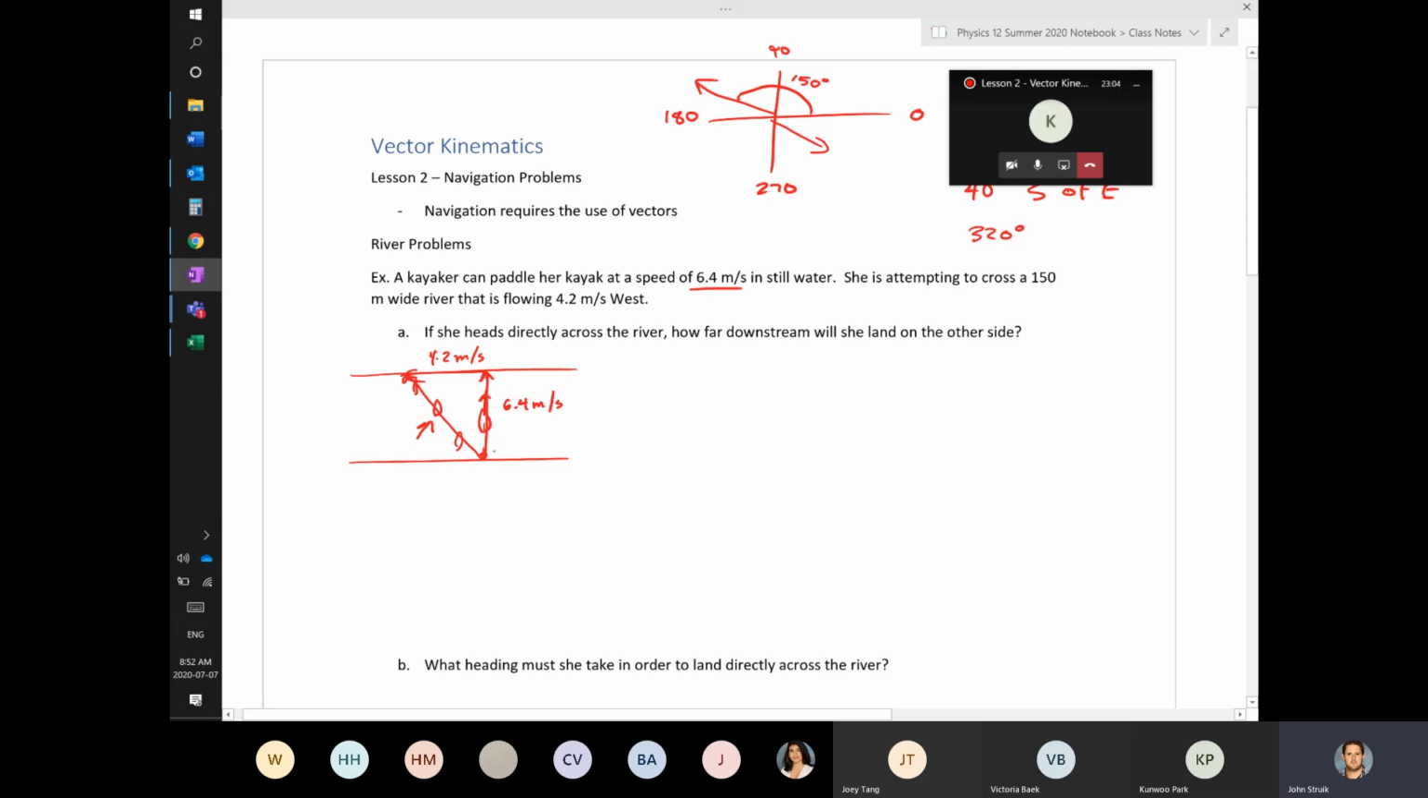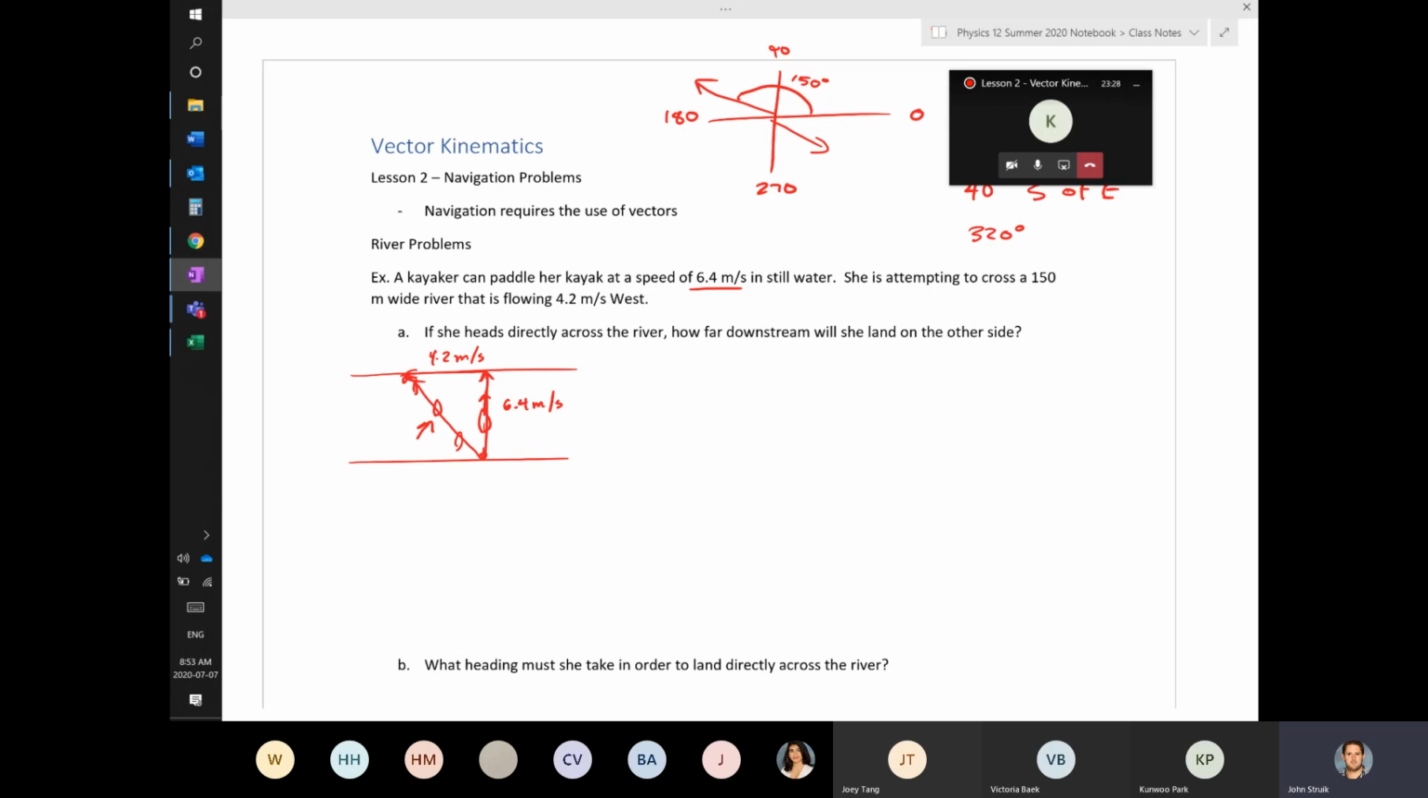Now, if she starts heading upstream, part of her velocity is going to cancel out the velocity of the river, and that's what we're going to do in question B. But right now, all she's doing is crossing the river, and that's completely unaffected by the river itself. It's as if there was no river there. Okay.